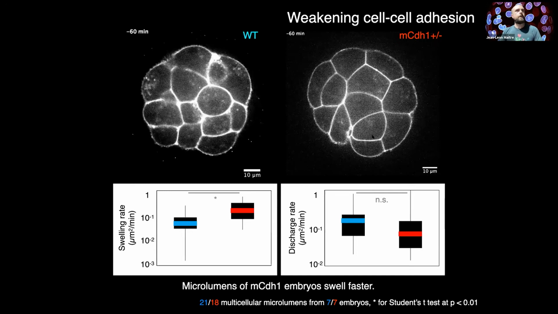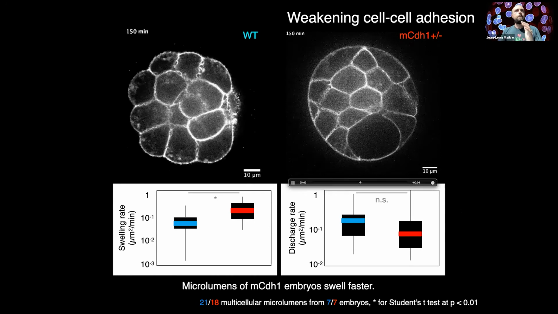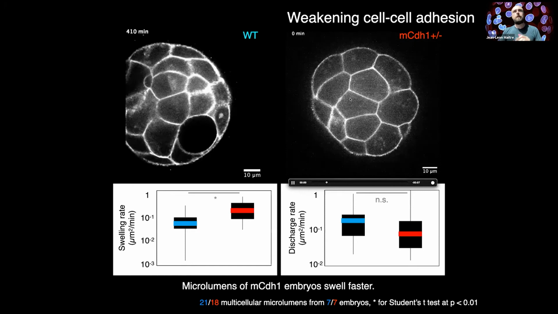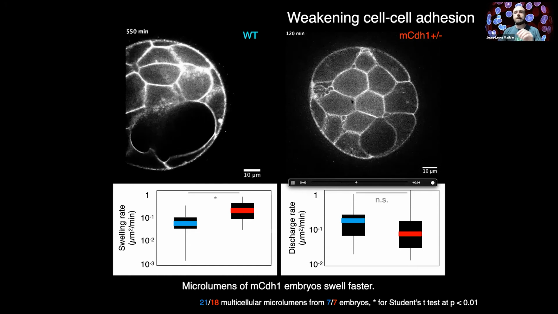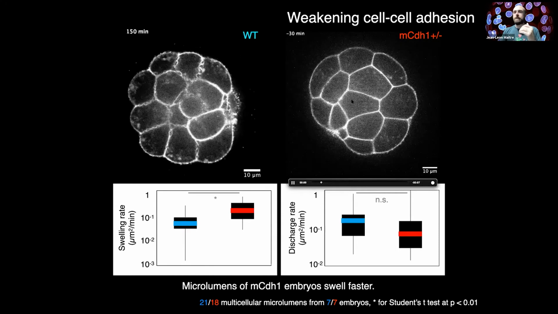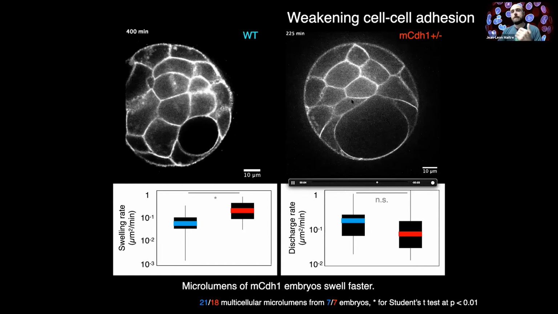And so here on the left side, you have the wild-type embryo. And what you can see from this movie is that the E-cadherin heterozygous mutants grow their lumen faster. And the microlumens also open up faster. And again, this is compatible with the idea that the fluid is breaking the cell-cell contact. And if you have less adhesion at the cell-cell contact, it will open up faster.